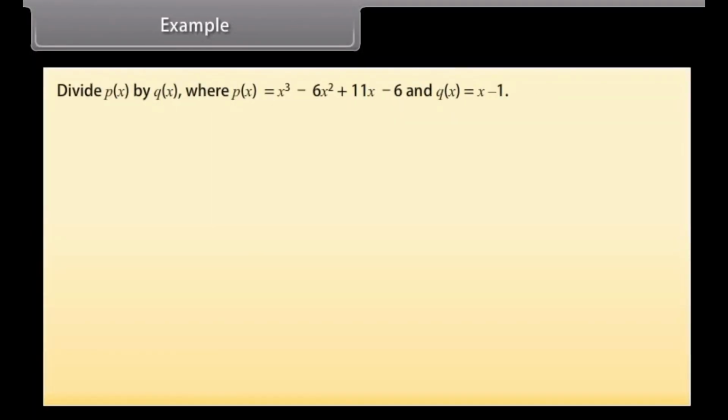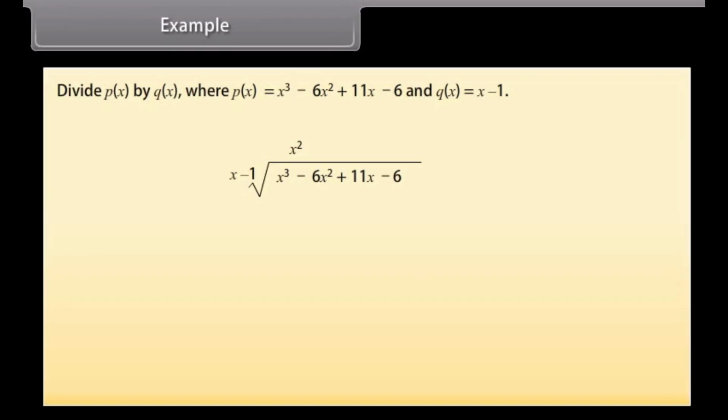Example: divide p(x) by q(x), where p(x) is equal to x cubed minus 6x square plus 11x minus 6, and q(x) is equal to x minus 1. We can write it this way also. The next step is to divide the first term of the polynomial. The first term should be the one with the highest power by the x part of the factor. In this case, you divide x cubed by x to get x square, which you then write at the top of the division bar. Next, you multiply the term that you wrote at the top by the entire divisor.